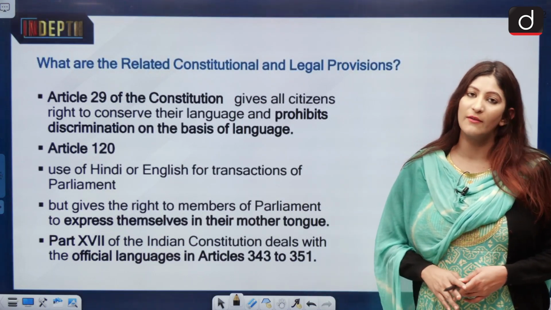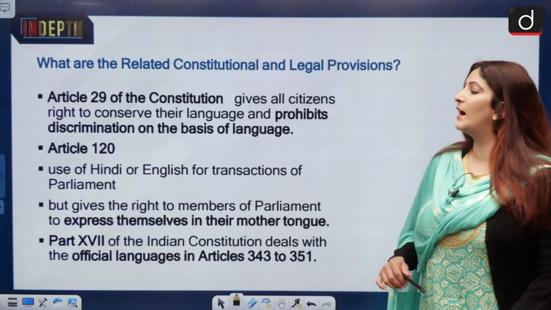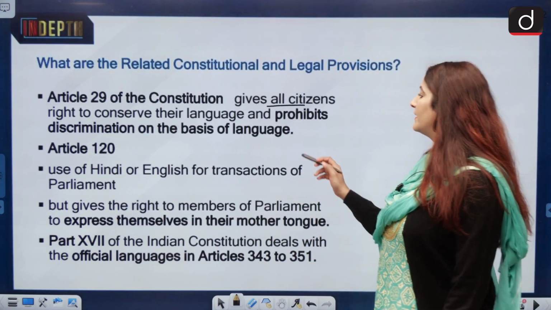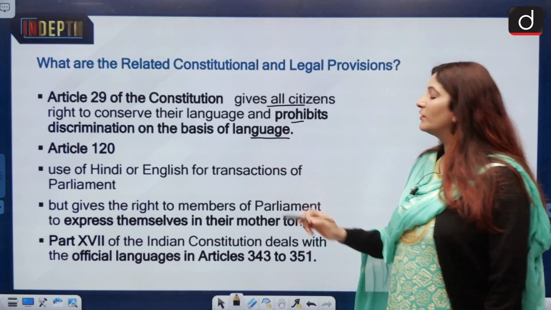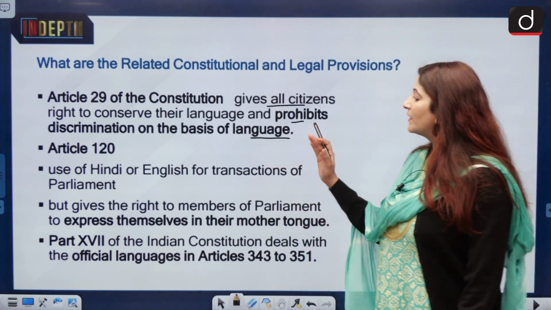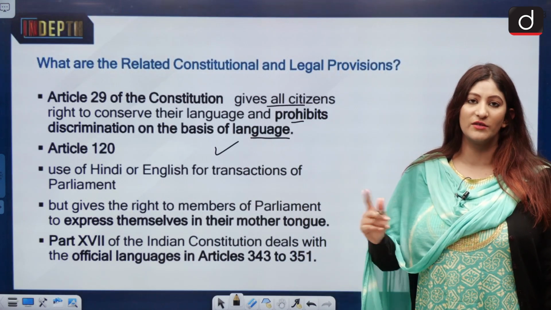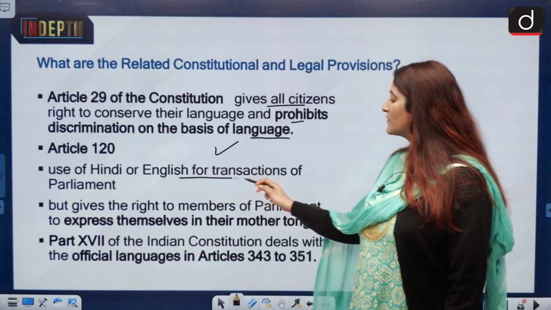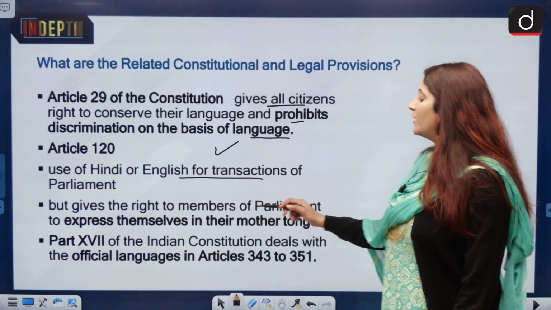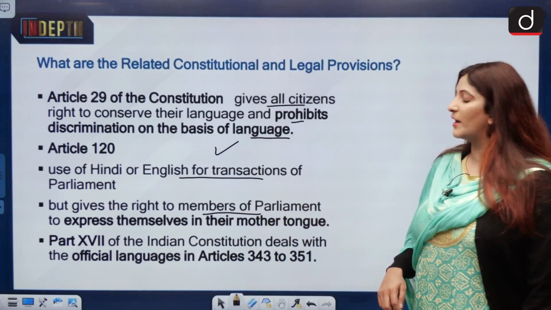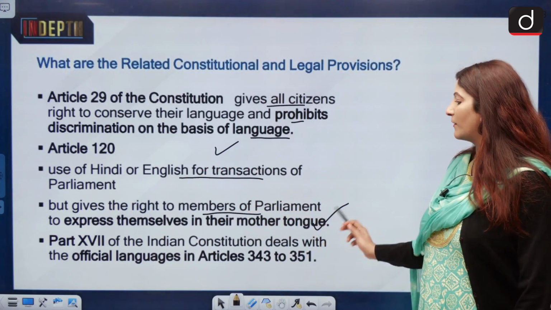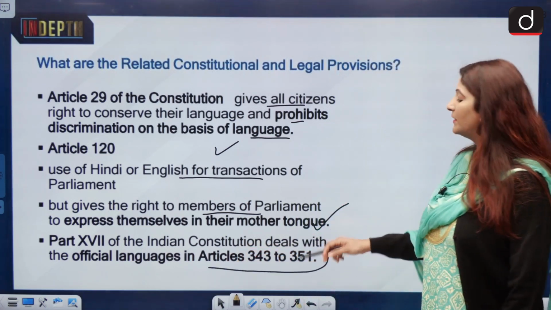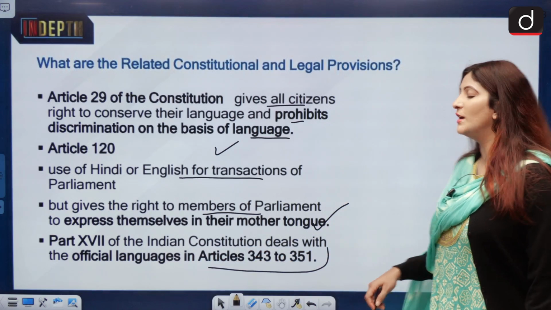Other than that, we also have articles. Under Fundamental Rights, Article 29 of the Constitution gives all citizens the right to conserve their languages and prohibits discrimination on the basis of language. Article 120 deals with the languages to be used in Parliament. It provides for the use of Hindi or English for transactions of Parliament, but it also gives the members of Parliament the right to express themselves in their mother tongue. Part 17 of the Constitution deals with the official languages, going by Articles 343 to 351.